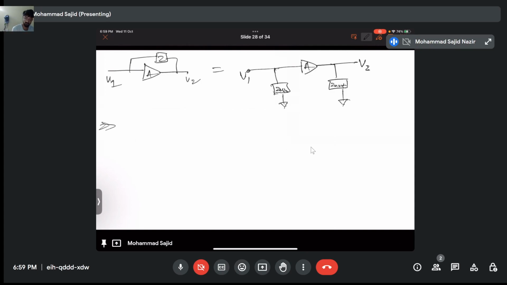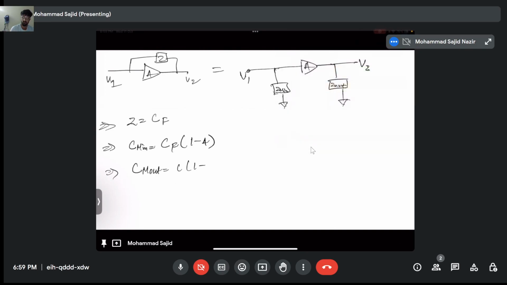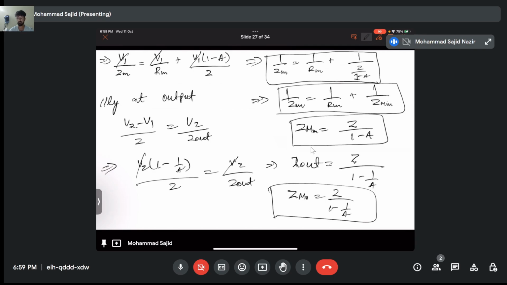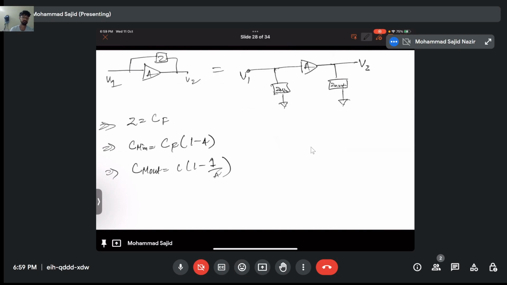Now what if this Z was a capacitance? Let's call it CF. So then Miller input, try to solve this. That will be equivalent to CF times 1 minus A, and the Miller output capacitance is CF times 1 minus 1 by A. You just have to substitute, in place of Z, 1 by CF, and you will get the capacitance contributions.